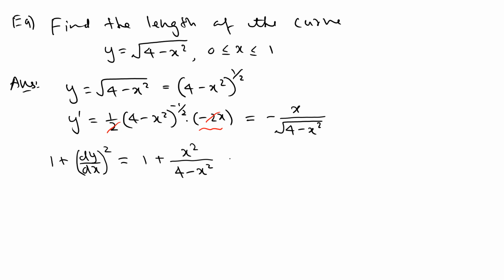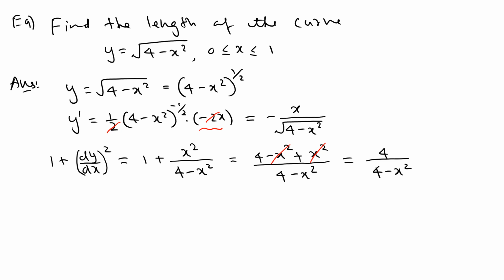If you simplify, let's take the common denominator. The common denominator is 4 minus x squared. If you multiply 1, top and bottom, by 4 minus x squared, you simply get 4 minus x squared plus x squared over 4 minus x squared. You are in Calc 2 now, so you should be able to understand this step without any difficulty. So these two get cancelled, and you get 4 over 4 minus x squared. That's what you get.